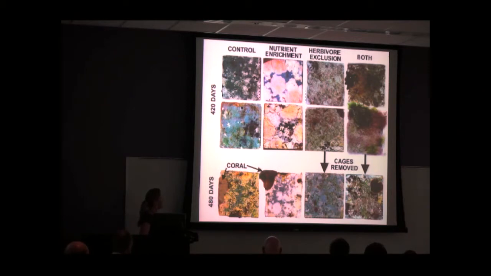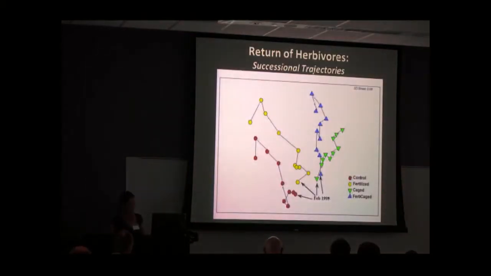But the interesting thing was that on our nutrient-enriched and herbivore-excluded plots, we saw some lasting effects of nutrient enrichment. Largely, we had some encrusting fleshy macroalgae that did not seem to be consumed, and this could be due perhaps to chemical defenses that the algae may have had. And so we can look at this in the context of our successional trajectories.